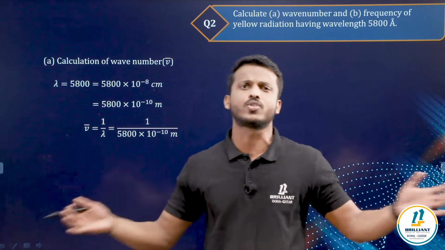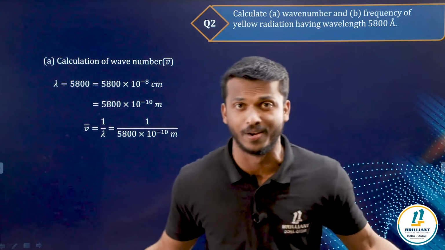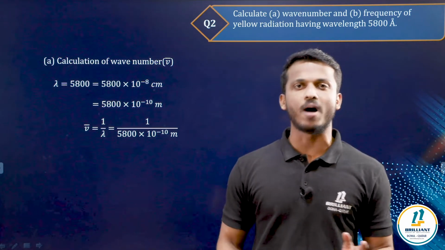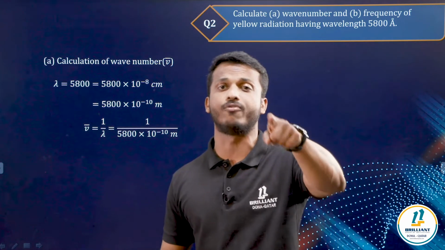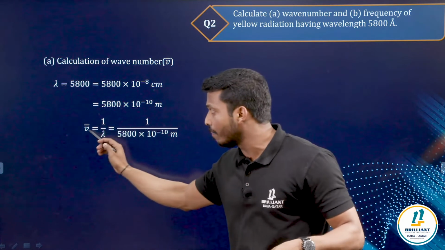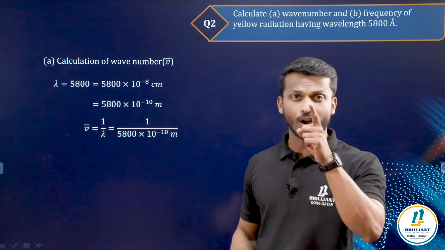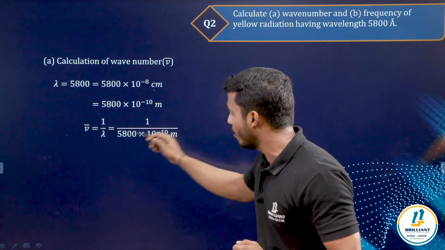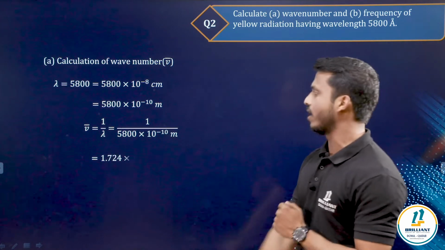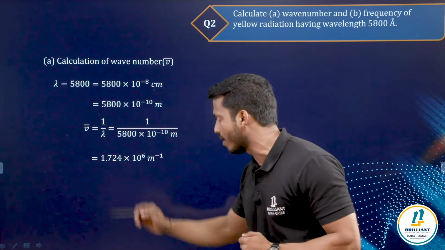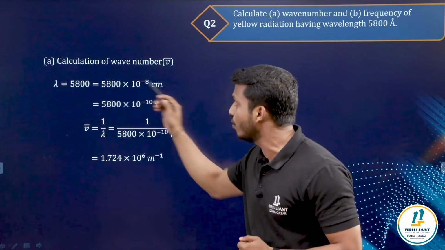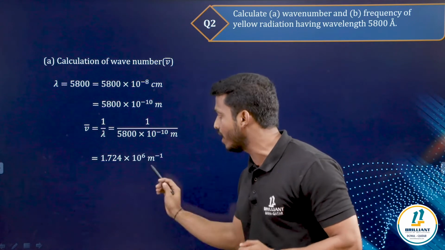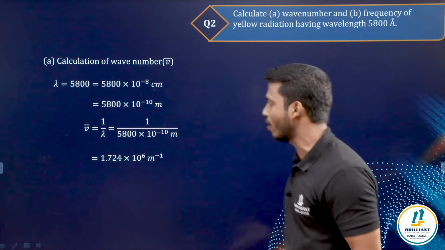If lambda is given, it is simple to calculate wave number, nu bar. Wave number, nu bar, is equal to 1 by lambda. It is the reciprocal of wavelength. Dear all, wave number is the reciprocal of what? Wavelength. Keep in mind. So, 1 divided by wavelength, we can calculate the wave number value. It's around 1.7 into 10 to the power 6 meter inverse. You know, wavelength unit is meter, so wave number is meter inverse because it's a reciprocal of wavelength.